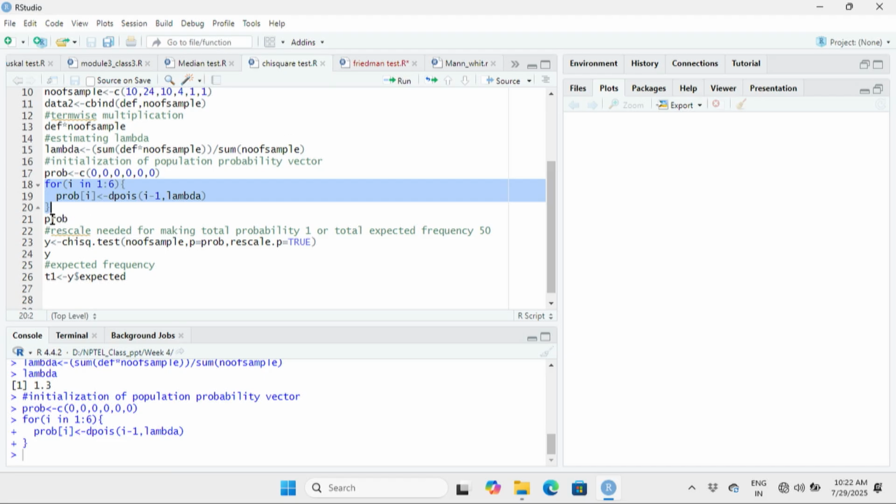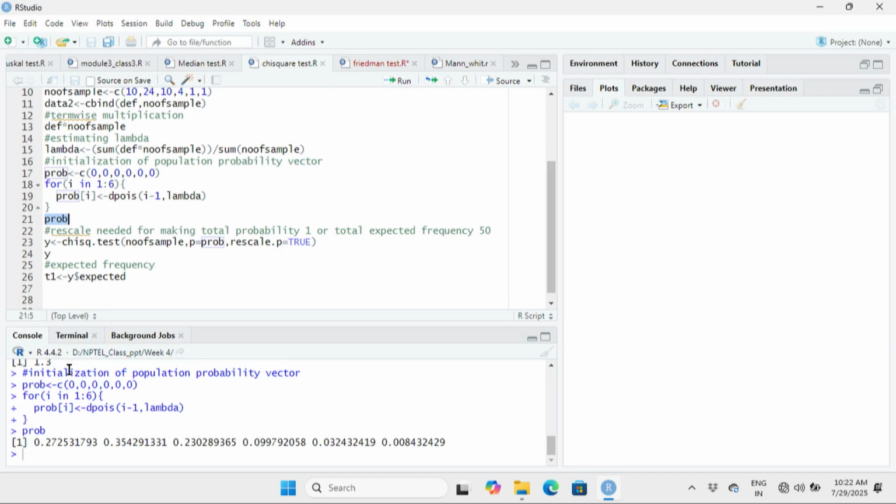Now let us have a look at what the probability is. Fine. Probability for x is equal to 0 is 0.2725. In fact, you may make a match with the manual calculation we did in our PPT presentation. Probability of x is equal to 1 is 0.3542, and so on and so forth.